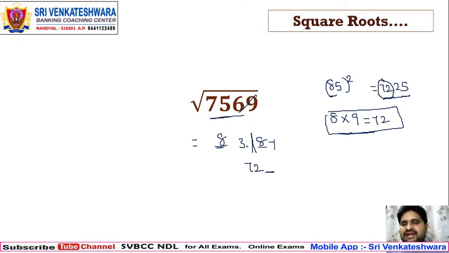Whatever the number you got here, if it is more than 72, I'll take this side number. If it is less than 72, I'll take this number. Actually, it is 75, more than 72, na? I'll take this side number. So look at the third step also, I'll repeat here.